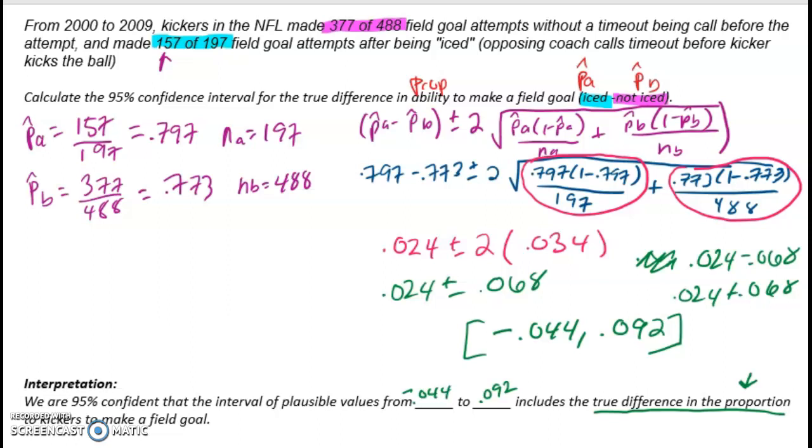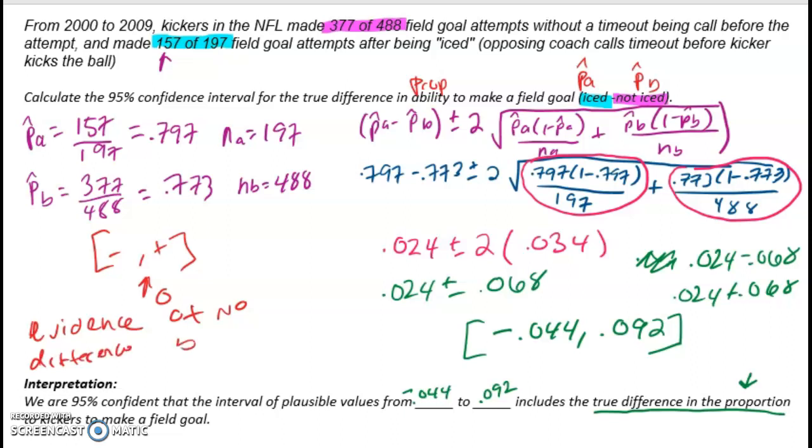Now I want to talk about real quick what it means that I have a negative to a positive. So since my interval goes from negative to positive, that means that my interval contains 0. So that suggests that there is evidence of no difference in the two proportions. So evidence of no difference between getting iced and getting not iced. So that 0 is very powerful in this example.